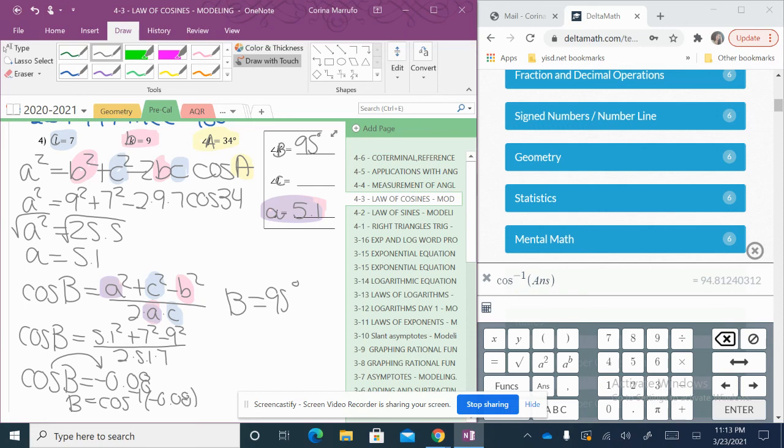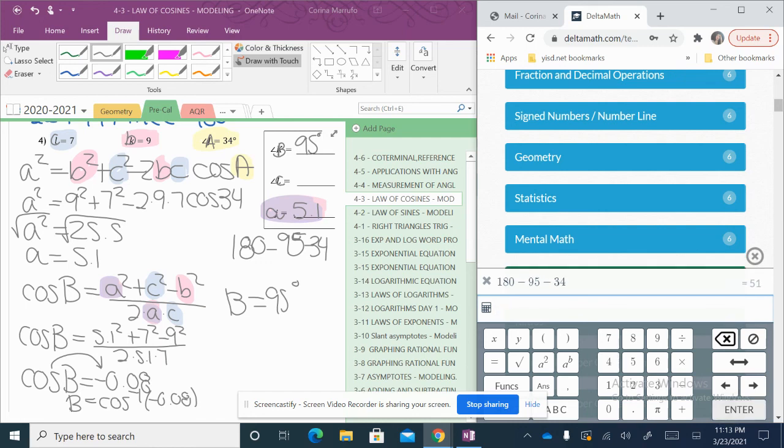All right, sorry. Okay, so then last, we're just going to go ahead and find angle C since we already know the other two. We're just going to do 180 minus 95, which is the one that we just found, minus the 34, which is the one that they gave us. So 180 minus 95 minus 34, enter. That gives me 51 degrees. And that's it.